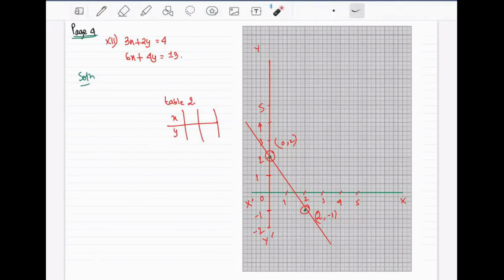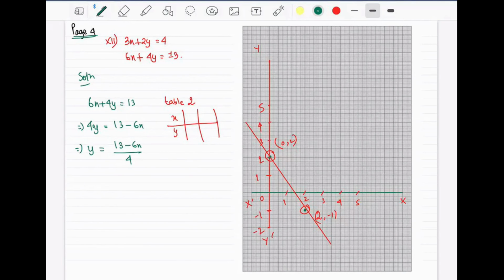What's the next equation? The next equation is 6x plus 4y is equal to 13. So what do we get here? We get 6x plus 4y is equal to 13. Calculate the value of y. 4y is equal to 13 minus 6x. So y is 13 minus 6x divided by 4.